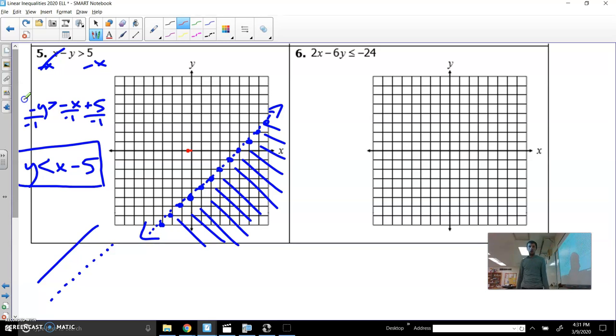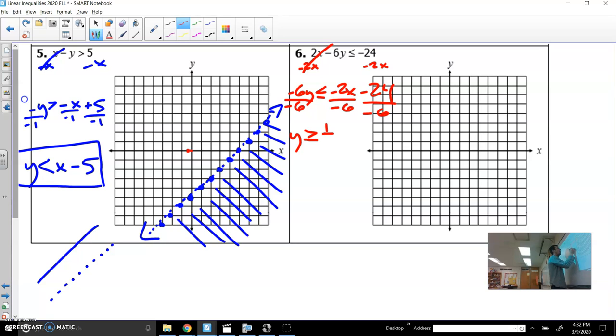So I'm going to do one more. Hopefully you'll do the back for homework. We'll check your answers tomorrow in class. Let's subtract 2x from one side to the other. Negative 6y less than or equal to negative 2x minus 24. Divide by negative 6 to the other side. Y is greater than or equal to 1/3 x plus 4.